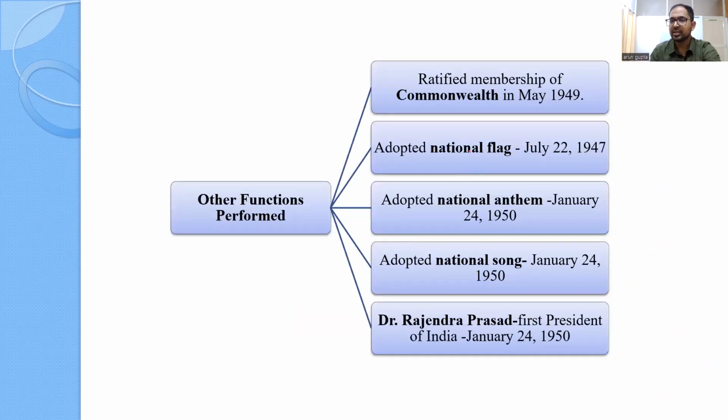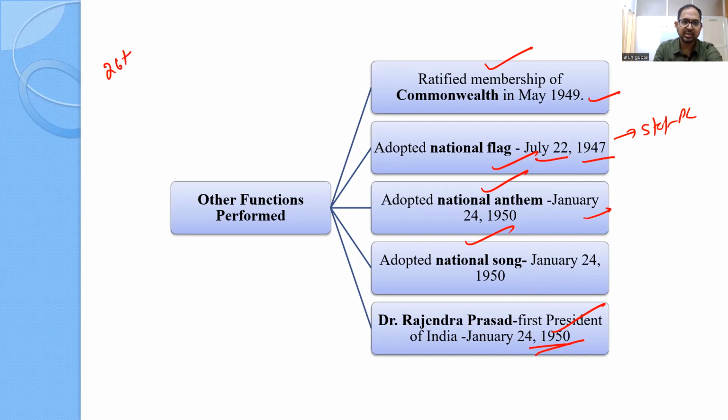What function did the Constituent Assembly perform other than formulating the Constitution of India? It ratified the membership of the Commonwealth in 1949. It adopted the national flag on July 22nd, 1947. So this may be asked in state PCS. It adopted the national anthem. You must know the difference between national anthem and national song. The national anthem is our Jana Gana Mana and the national song is Vande Mataram. Both were adopted on January 24th, 1950. And Dr. Rajendra Prasad was elected as the first president on January 24th, 1950.